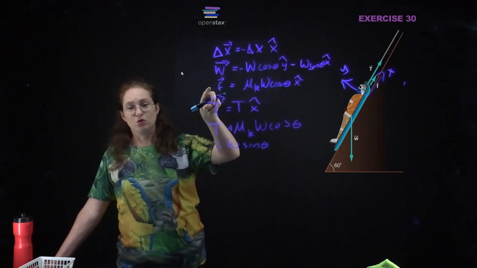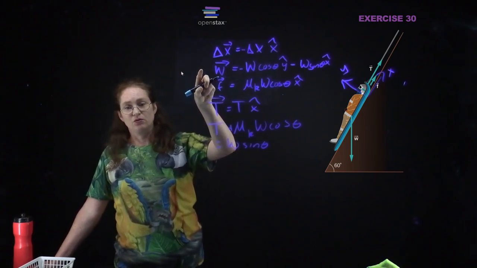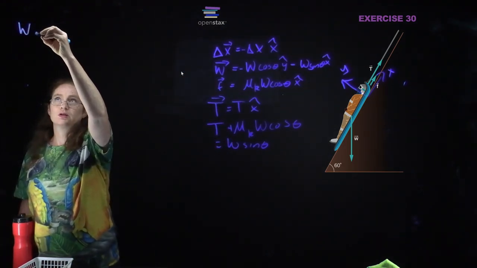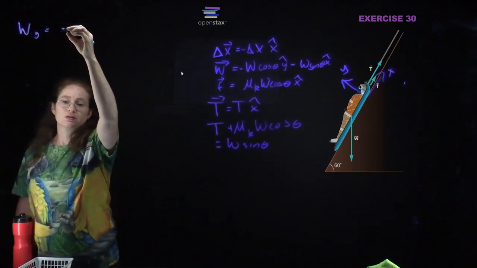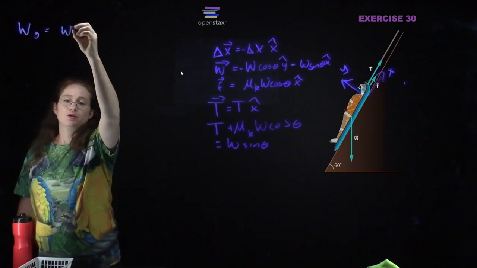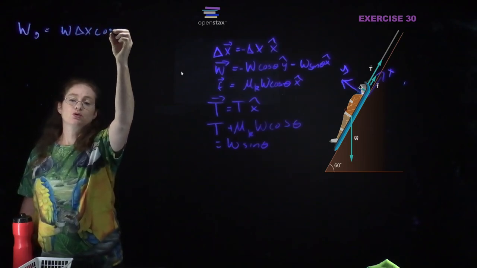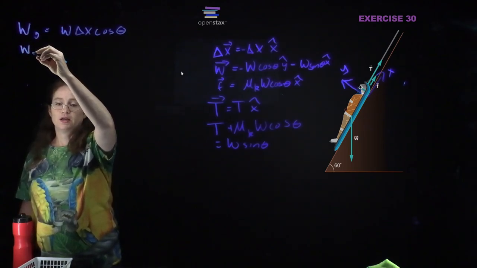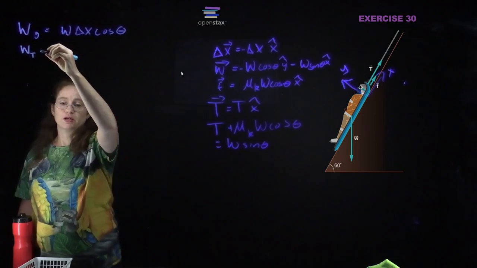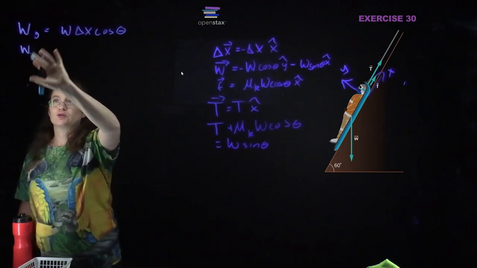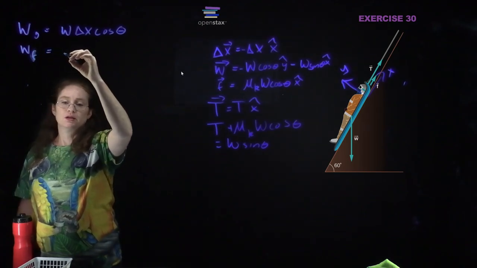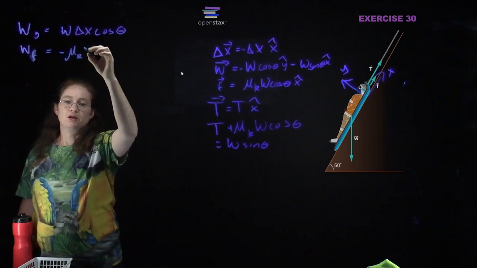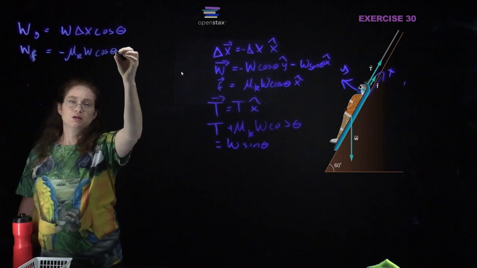And then if you do the work done by gravity, it is this dot that. So work done by gravity is W delta X cosine theta. Work done by the tension in the string. Now let's do friction first. Work done by friction is negative mu sub k W cosine theta.